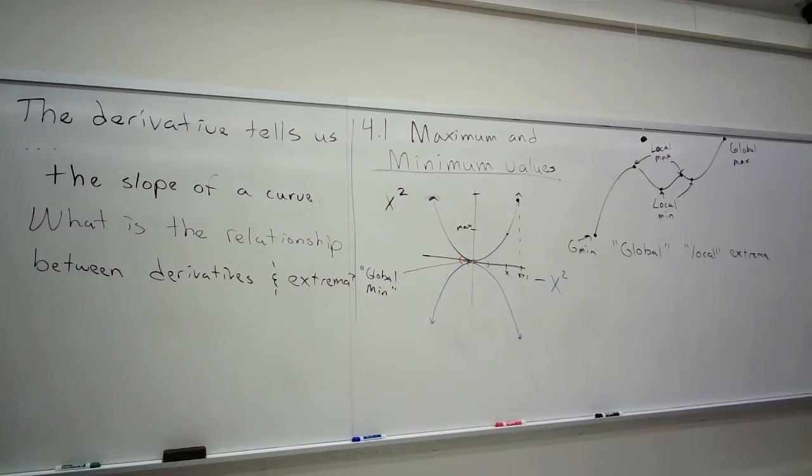If you've seen calculus before, I suspect you remember this. This is like a big topic usually in calculus. If you've never taken calculus, this is your chance to answer. Do you see it? Think of derivative as slope. What do you notice about slopes and maxes and mins?